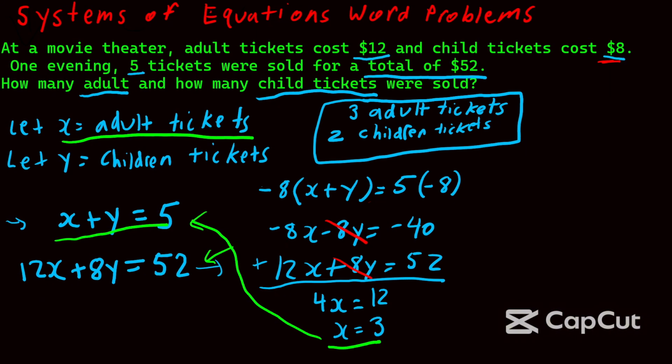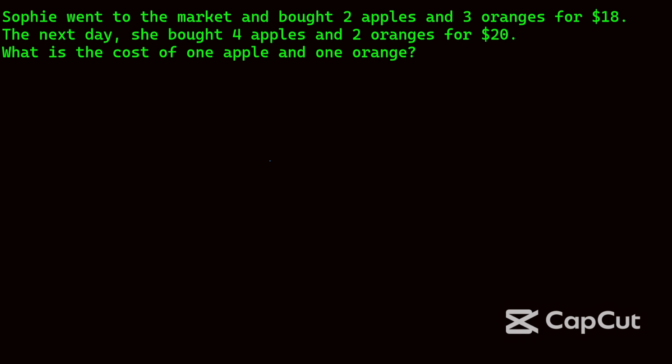This is why it's important, though, to label what your x and y is. Okay, I figured out that x equals 3. If I didn't label it, I could have written children tickets by accident, but I labeled it, I got adult tickets. Okay, alright, so let's start our next one. We're going to, again, pause it, try to solve it yourself, and then come back, we'll solve it together.